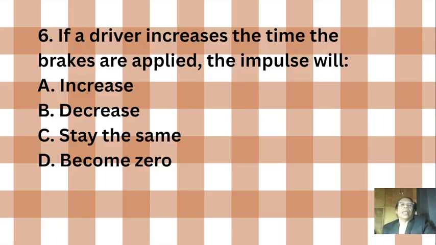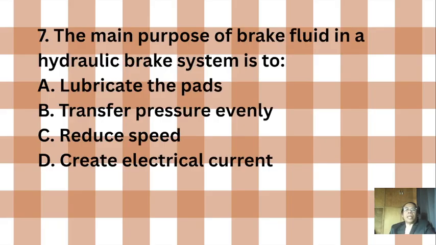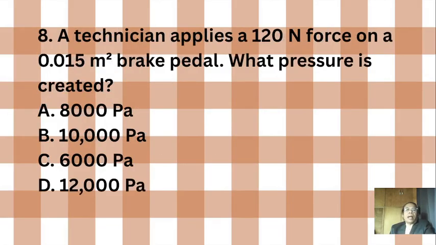Number 6. If a driver increases the time the brakes are applied, the impulse will: A, increase, B, decrease, C, stay the same, D, become zero. Number 7. The main purpose of the brake fluid in a hydraulic brake system is to: letter A, lubricate the pads. Letter B, transfer pressure evenly. Letter C, reduce speed. Letter D, create electrical current.